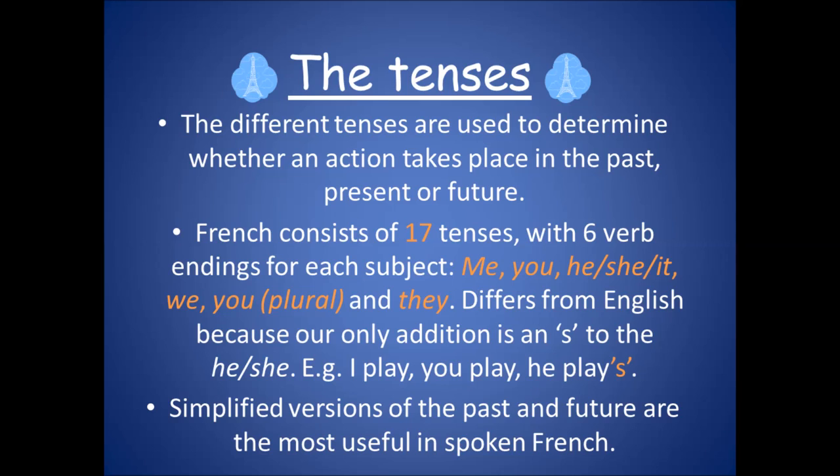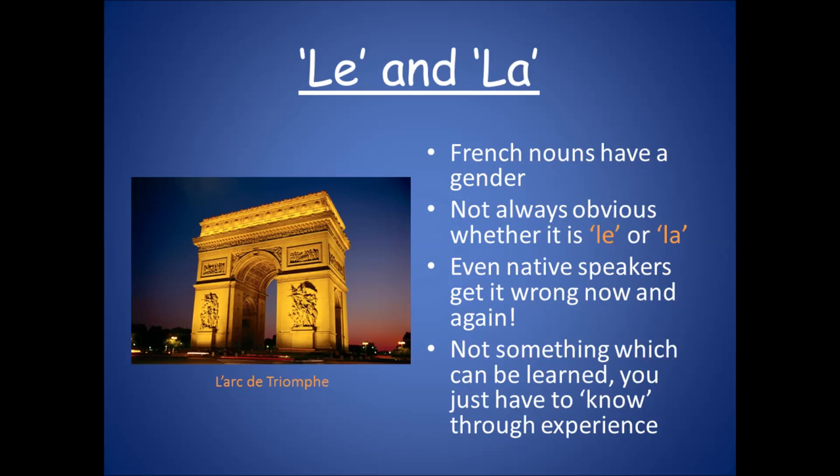Okay, so French consists of 17 tenses, with 6 verb endings for each subject. So we will have me, you, he, she, it, we, you, plural, and they. And that differs from English because our only addition in English is an S to the he and she. So, for example, I play, you play, he plays, we play, they play, and you play plural. Our only difference there is that we add an S. However, in French, they would all have a completely different ending, which can seem quite daunting, but it's something that we will look at together if needs be, and we'll work through at our own pace. Okay, so simplified versions, as I say, of the past and the future are the most useful when using spoken French.